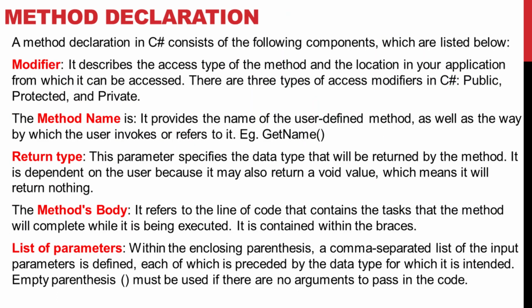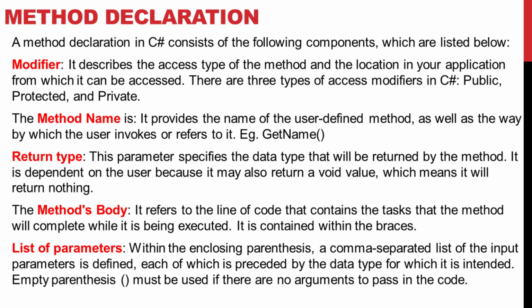A method declaration in C# consists of the following components. Modifier: it describes the access type of the method and the location in your application from which it can be accessed. There are 3 types of access modifiers in C#: public, protected, and private. The method name provides the name of the user-defined method, as well as the way by which the user invokes or refers to it, e.g. getName. Return type: this specifies the data type that will be returned by the method. It is dependent on the user because it may also be void, which means it will return nothing.